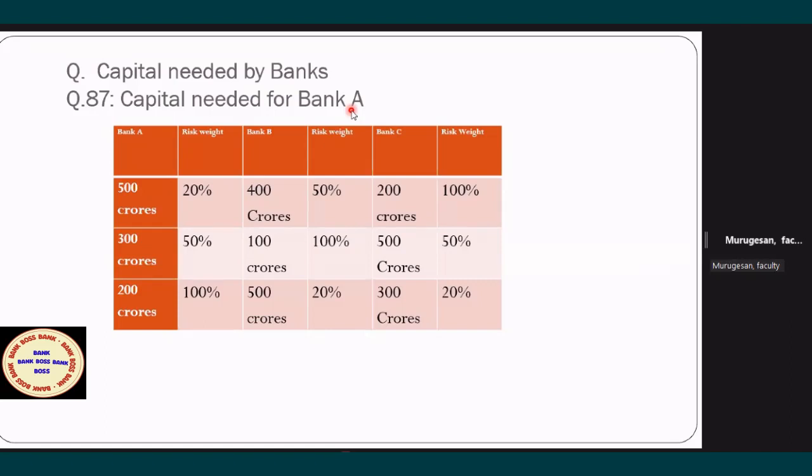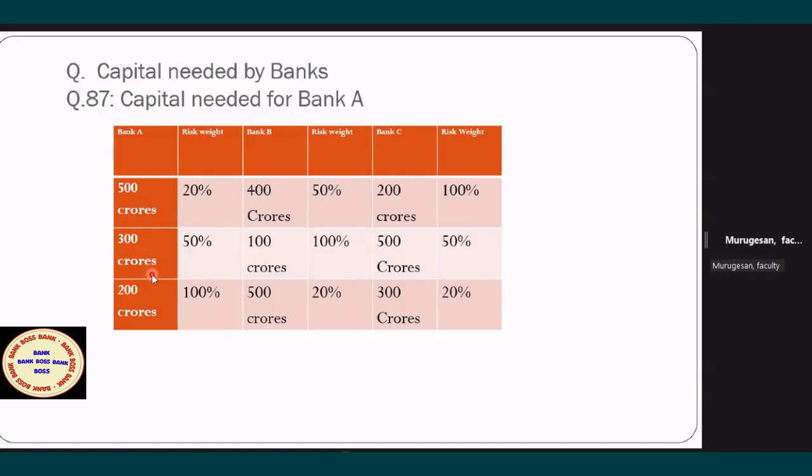So that is how you have to judge the performance of the bank. You see, bank A, 500 crores assets in 20% risk category. They have given some corporate loan, 500 crore. All the corporates are 20% risk category. So here 20%, 500 crores they have given.